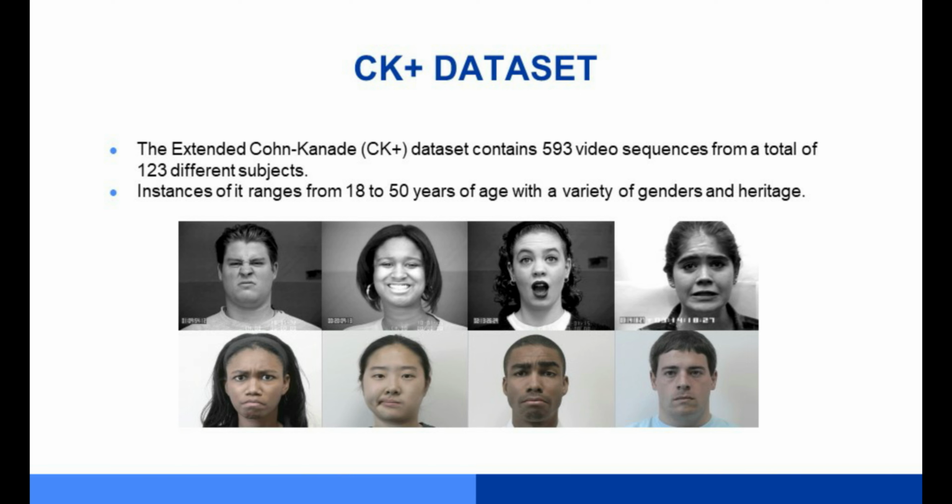The Extended Cohn-Kanade dataset contains 593 video sequences from a total of 123 different subjects, ranging from 18 to 50 years of age, with a variety of genders and heritage. Each video shows a facial shift from a neutral expression to a targeted peak expression, recorded at 30 frames per second with a resolution of either 640 by 490 or 640 by 480 pixels.